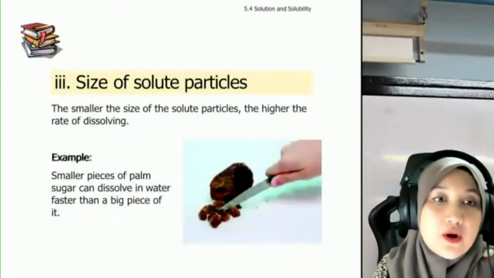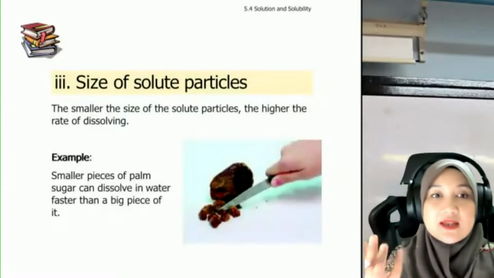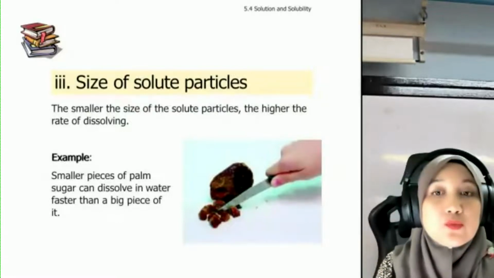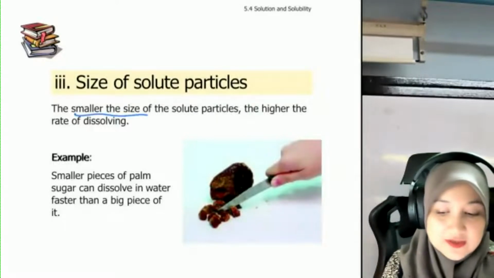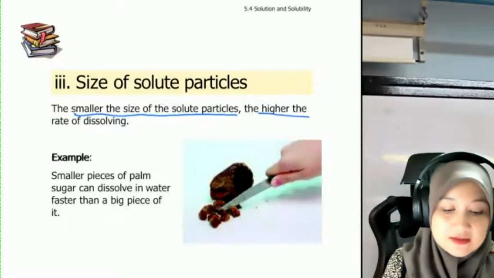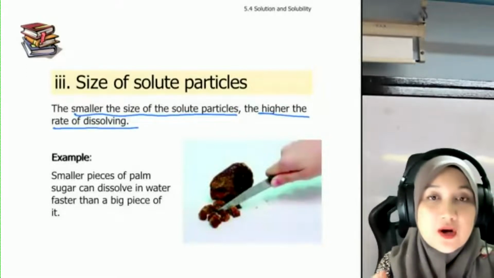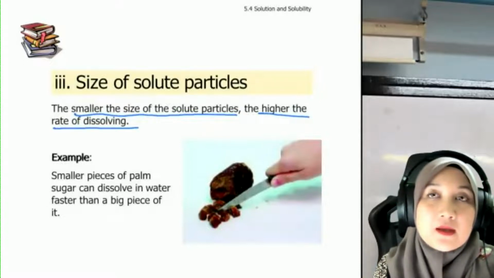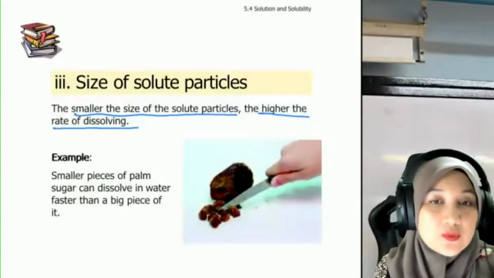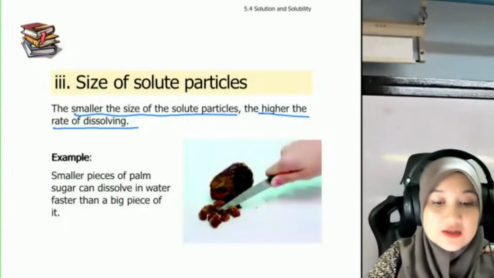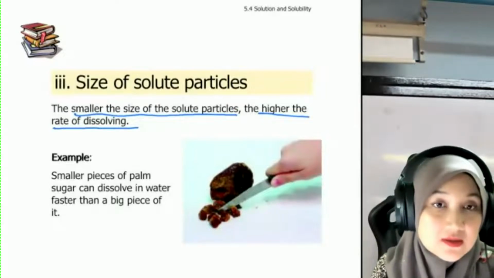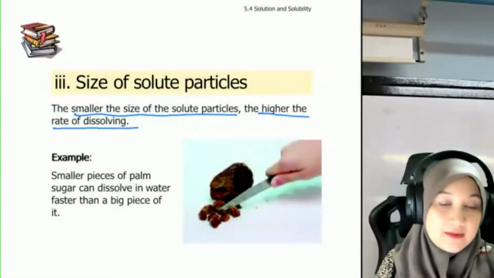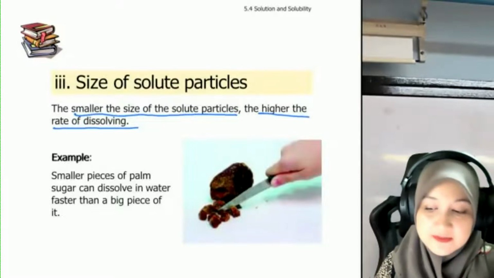Next, the size of solute particles. If you are using a very big size of solute, it will take longer for it to dissolve. So the smaller the size of the solute particle, the higher the rate of dissolving. For example, if you are using coarse sugar compared with icing sugar, which one will dissolve faster? Of course, the icing sugar will dissolve faster, because the size of the particles is very small. So the rate of dissolving also becomes higher.